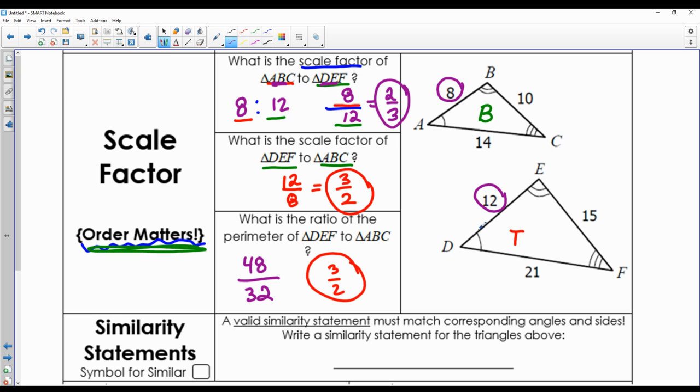All right, last thing on this video is we're going to be talking about a similarity statement. Now, our symbol for similarity is just a squiggly mark. So remember how our congruent sign had the equal signs under it? This one doesn't have any equal signs. It's just got the squiggly, which just means similarity. So if we're trying to write a similarity statement, we're going to say that two triangles are similar right here.